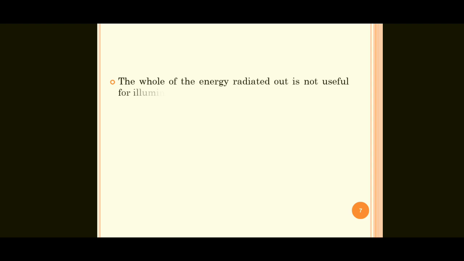The whole of the energy radiated out is not useful for illumination purposes. What is the energy output? That is light. The whole light is not used for illumination, meaning some of the illumination is wasted, because it goes to the corners, the tops, the edges, and so on.